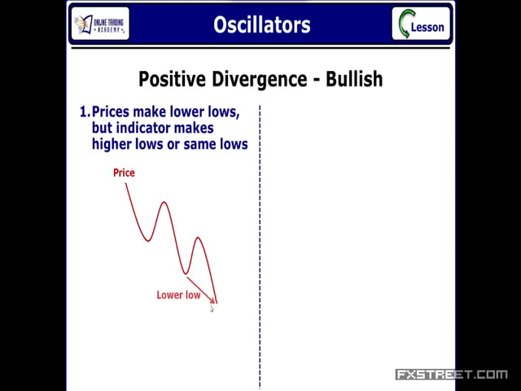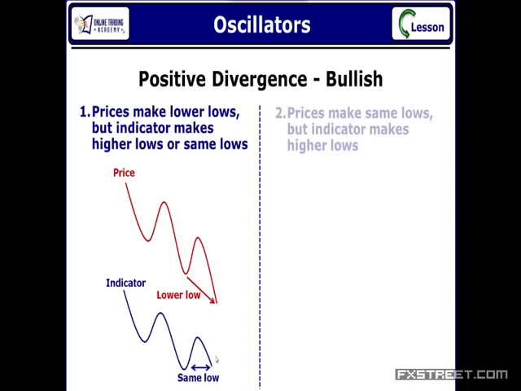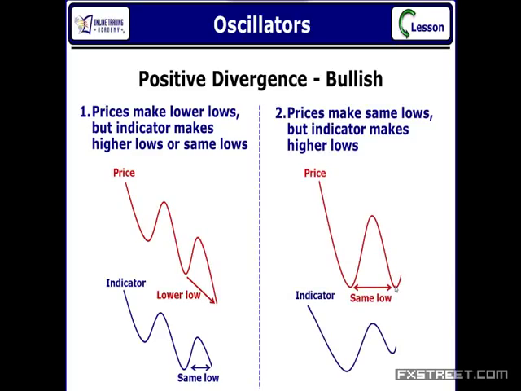But we see that the indicator is failing to make new lows. It's either making the same or sometimes even higher lows. So we can even have price making the same low, just coming right back into a demand zone, but the indicator is making a higher low. When we see that happening, that's confirmation if we notice that at a demand zone in an overall uptrend.